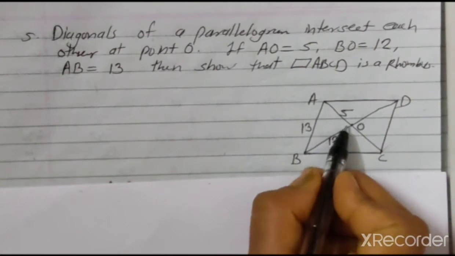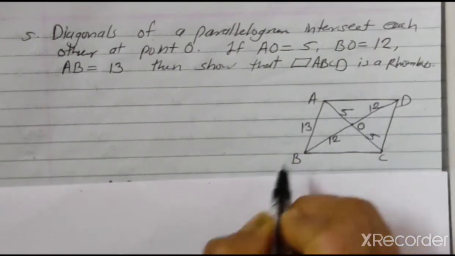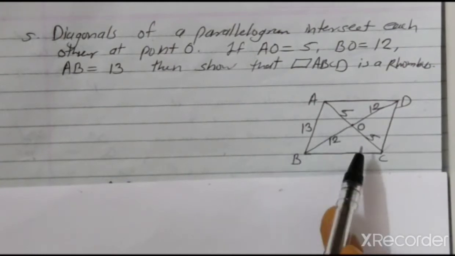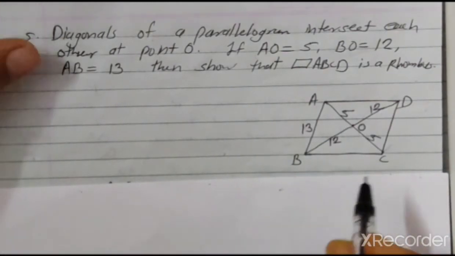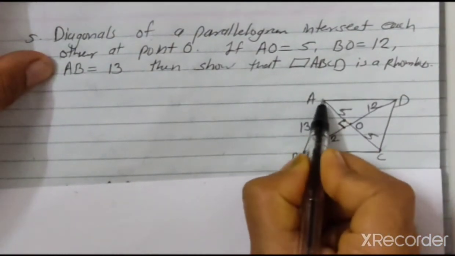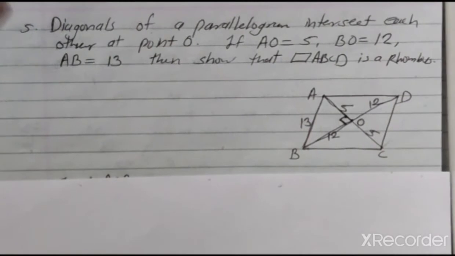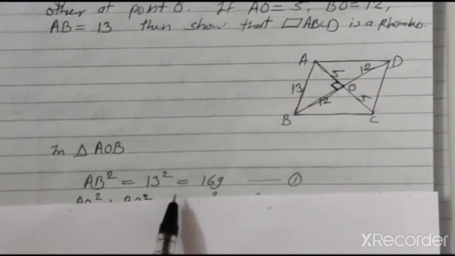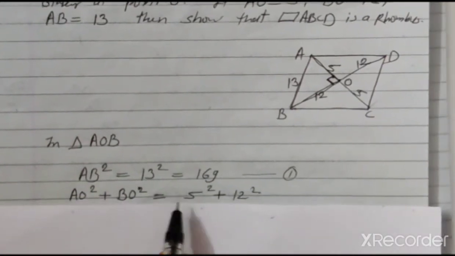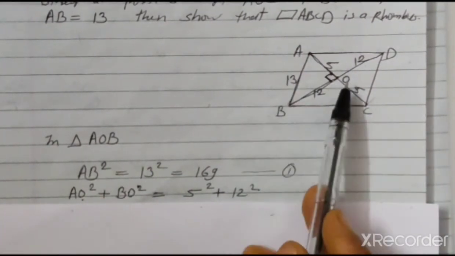We know that OC is equal to 5 and OD is also equal to 12 centimeter by using the property of diagonals. Diagonals of a parallelogram bisect each other. Now in this figure, here we are just concentrating on triangle AOB, only on triangle AOB. The bigger side is 13 centimeter. So here I take AB square which is equal to 169 and here I am taking the addition of squares of the remaining two sides, that is AO square and BO square.